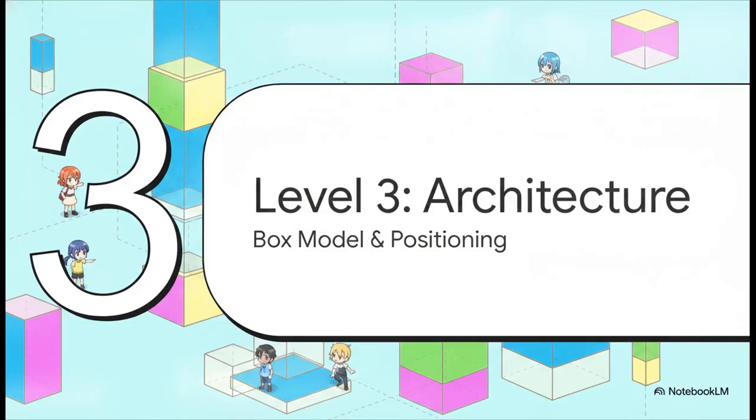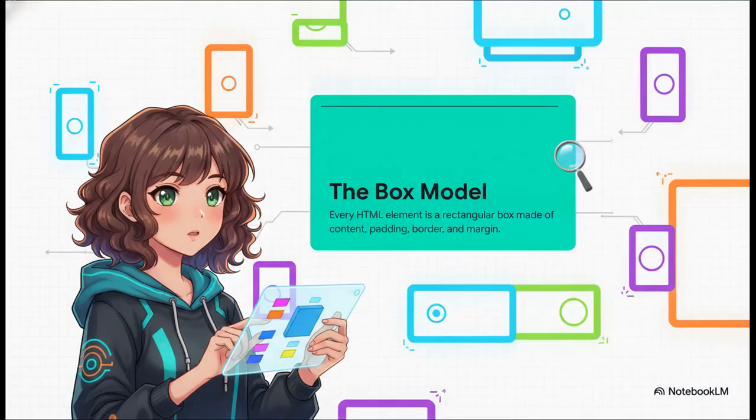Level 3, Architecture, the box model, and positioning. All right, let's intentionally slow things down a bit here. We are now tackling one of the most notoriously difficult concepts for beginners: how elements physically take up space on a page. The fundamental rule you have to accept is that everything on the web is a box. It literally doesn't matter if you've styled it to look like a perfect circle or a complex blob. Under the hood, the browser is calculating every single HTML element as a rectangular box.